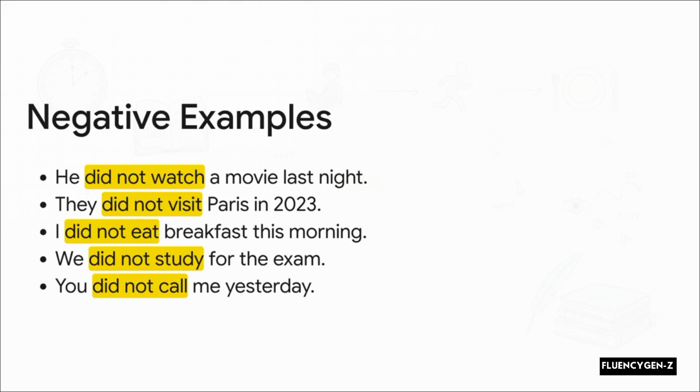So what about saying something didn't happen? Well, the pattern here is so simple and consistent. It's just did not plus the original base verb. He did not watch. They did not visit. I did not eat. See? It's the same exact formula every time. It makes things so much easier to remember.